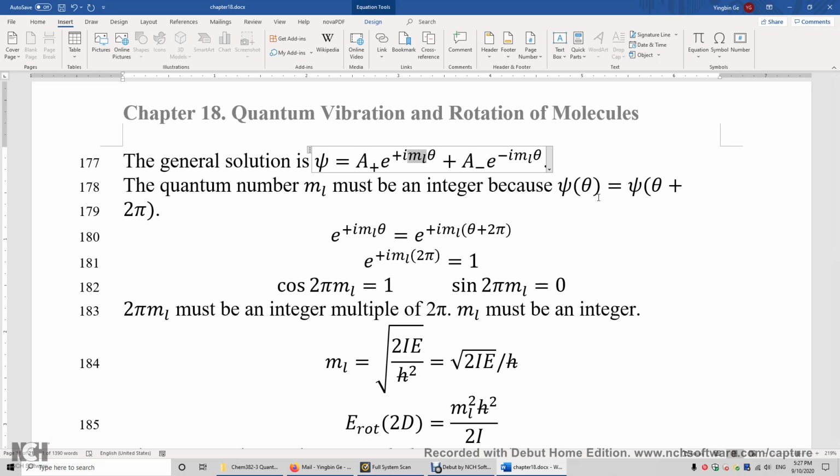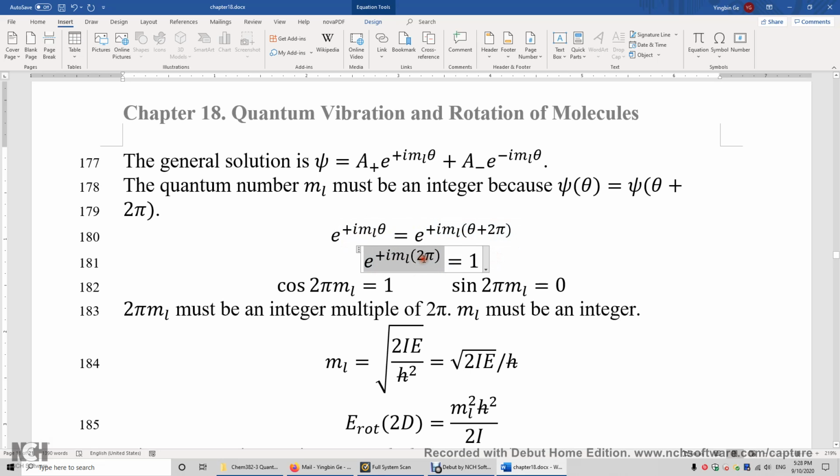And we learned the quantum mechanical postulates. The wave function must be single valued. So at the same position, whether it's theta or theta plus 2 pi, the value of the quantum mechanical wave function must be exactly the same. So over here, this is the wave function at theta, and this is the wave function at theta plus 2 pi. Now, dividing both sides by e to the power of i m sub l theta, we have this equation.